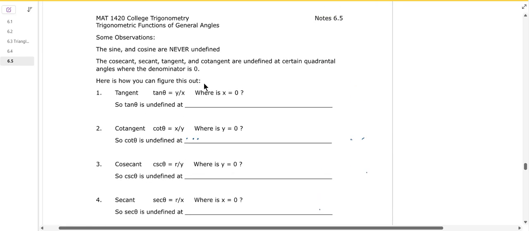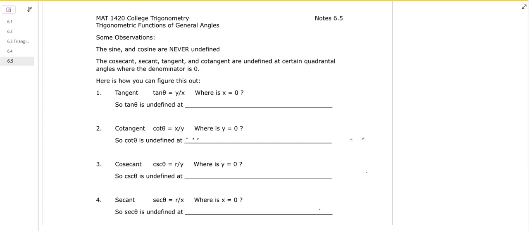Just do a few observations to wrap this up. This will be a fairly short video instruction of this. Okay, so just a couple of things on this. The sine and cosine are never undefined. And the reason for that is the sine of theta is x over r.